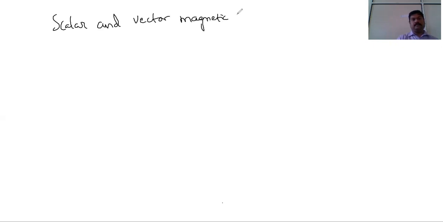Now we take up scalar and vector magnetic potentials. What are the scalar and vector magnetic potentials? First, we will take up what is called a scalar magnetic potential.